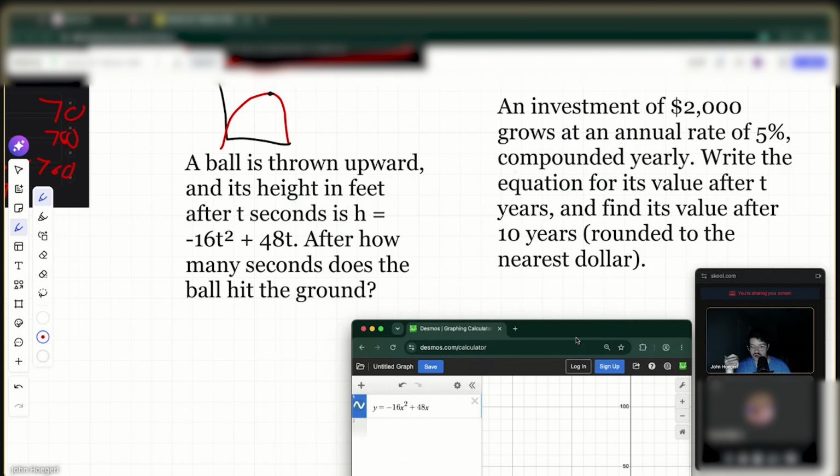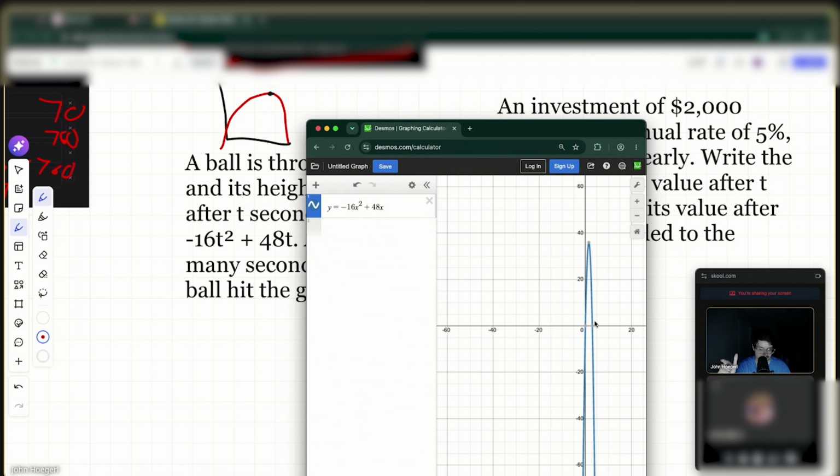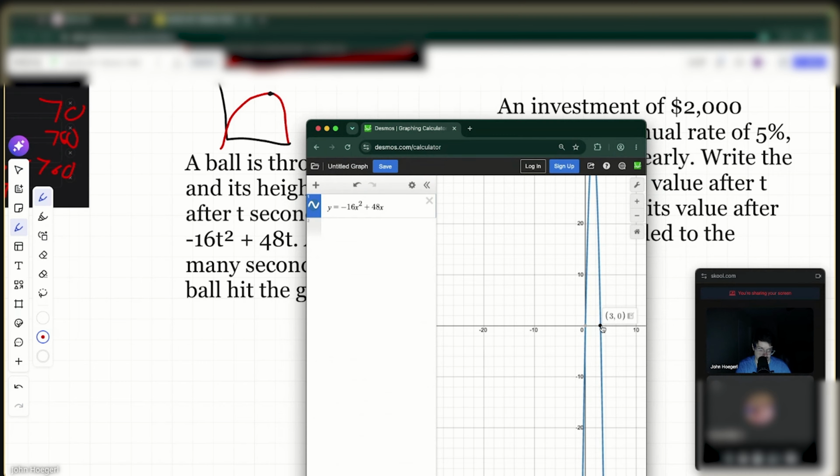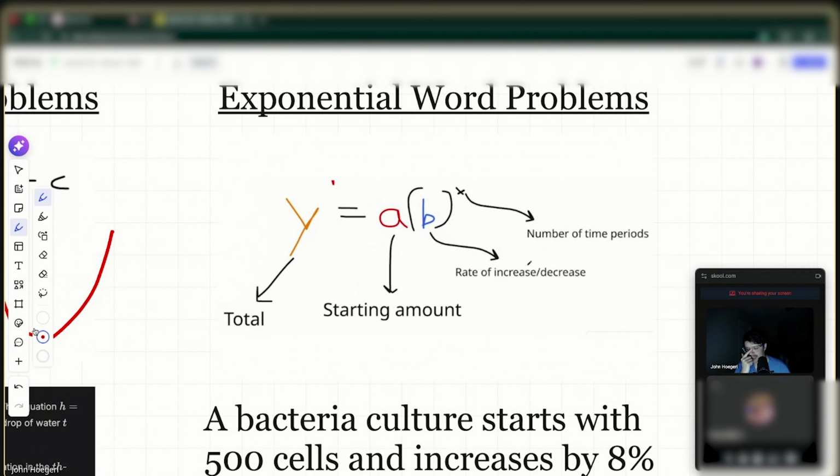So it's saying here, how many seconds does the ball hit the ground? So that would just have to be 3, basically. After 3 seconds, the ball hits the ground. Exponential stuff, you probably kind of get the idea at this point.